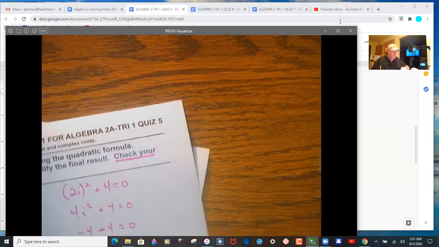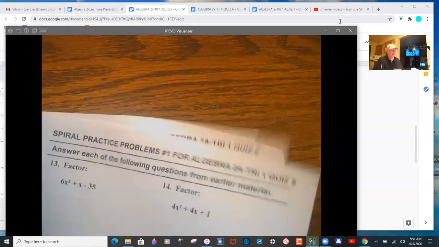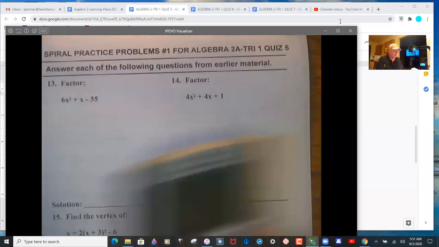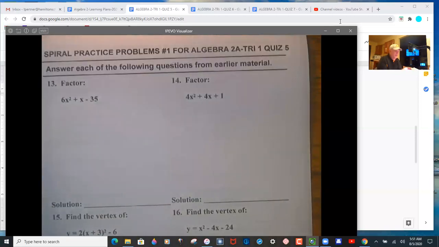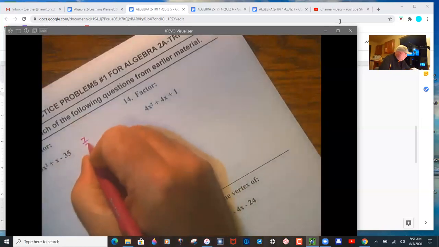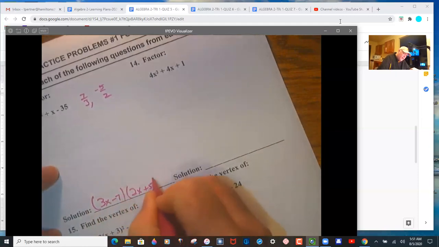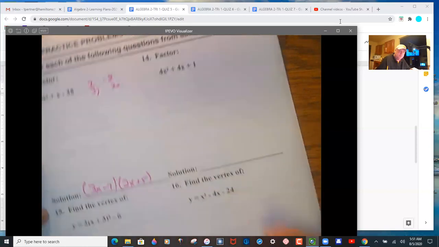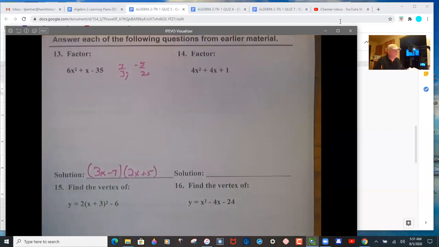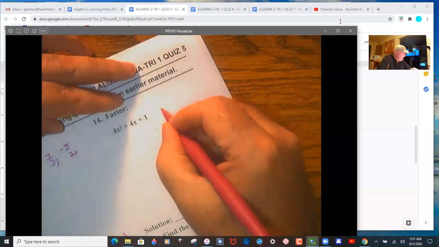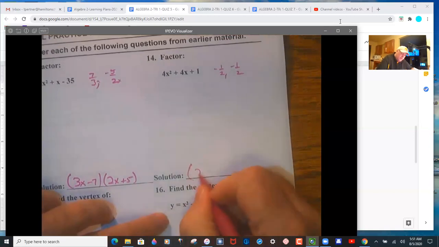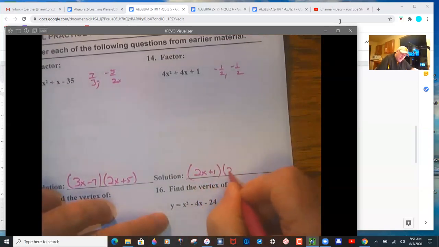Okay, so spiral problems, factoring, of course. I'm going to go fast through these. So roots 7/3, negative 5/2. So we have 3x minus 7, 2x plus 5. Remember, x gets multiplied on the bottom, opposite sign and then the numerator. This one is negative 1/2 twice. It's a double root, meaning that the vertex is sitting on the x-intercept at negative 1/2.